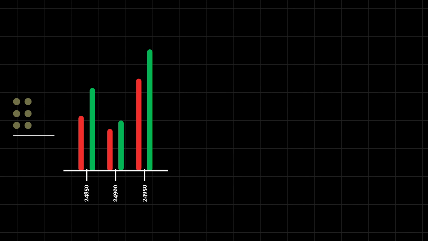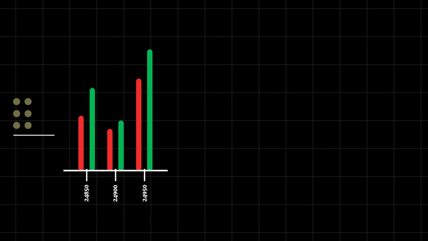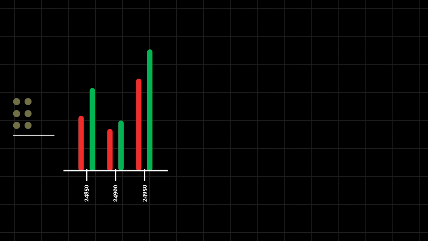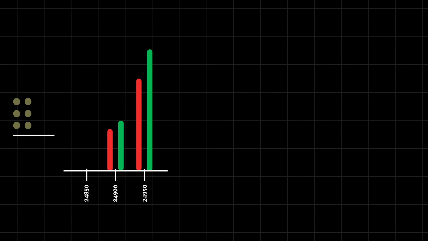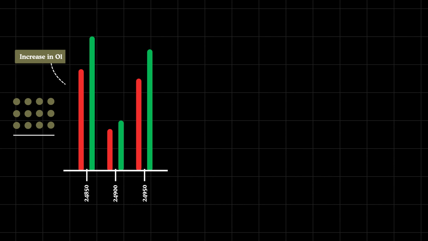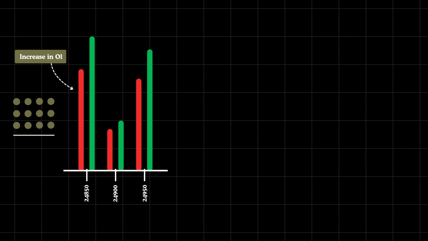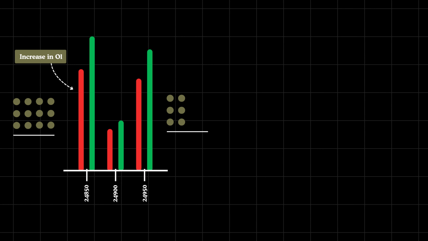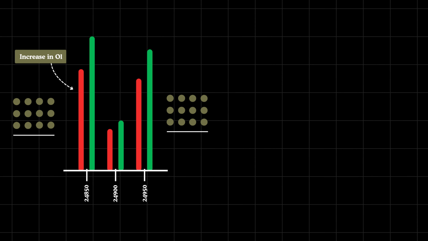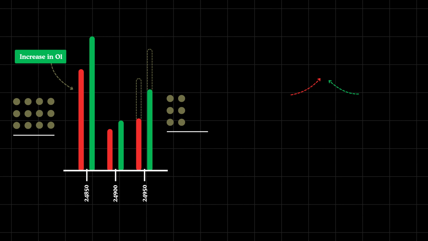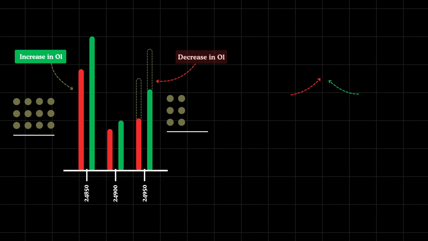If a large number of traders express interest at a particular strike price and buy and sell that option contract, the open interest for that strike price increases. This is what we call an increase in open interest. In the opposite case, if there are already some positions open at a particular strike price and they are adjusted, the open interest at that price begins to decrease, which we call a decrease in open interest.